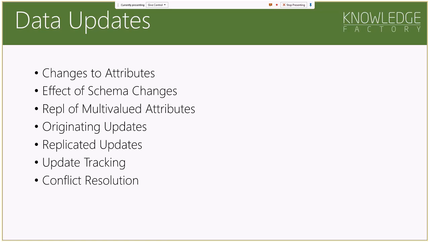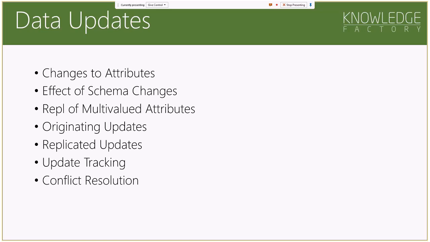The second one is USN changed, which is the maximum local USN among all of an object's attributes, stored as the object's USN changed attribute. The USN changed attribute is indexed, which allows objects to be enumerated efficiently in the order of their most recent attribute writes.